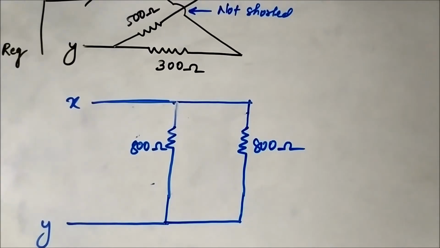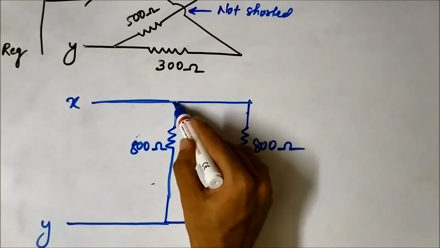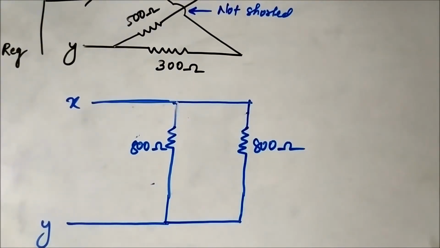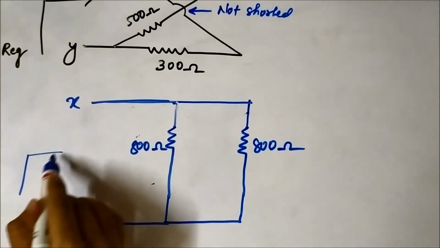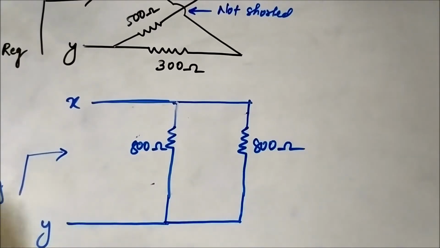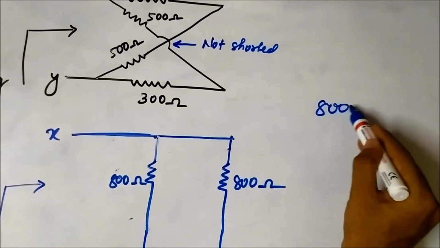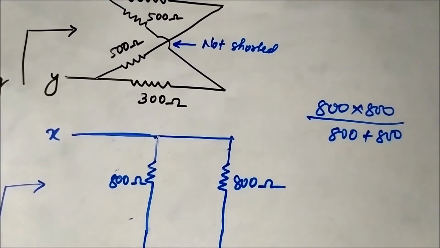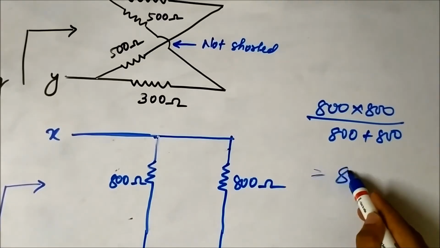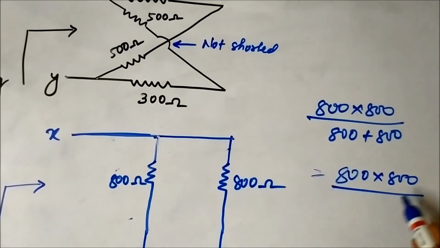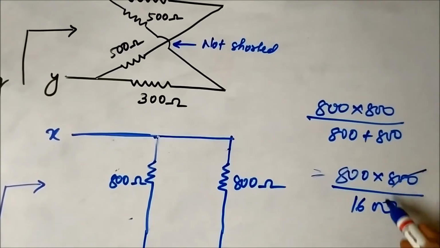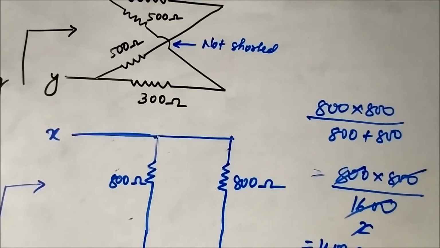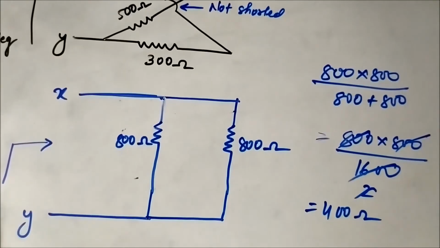Now these two 800 ohm resistances are in parallel with respect to each other, because they have their top ends connected at one common point and the bottom ends connected at one common point. So the total equivalent resistance across xy will be 800 into 800 by 800 plus 800, so it will be 800 into 800 by 1600. This will be 400 ohms. The equivalent resistance will be 400 ohms.